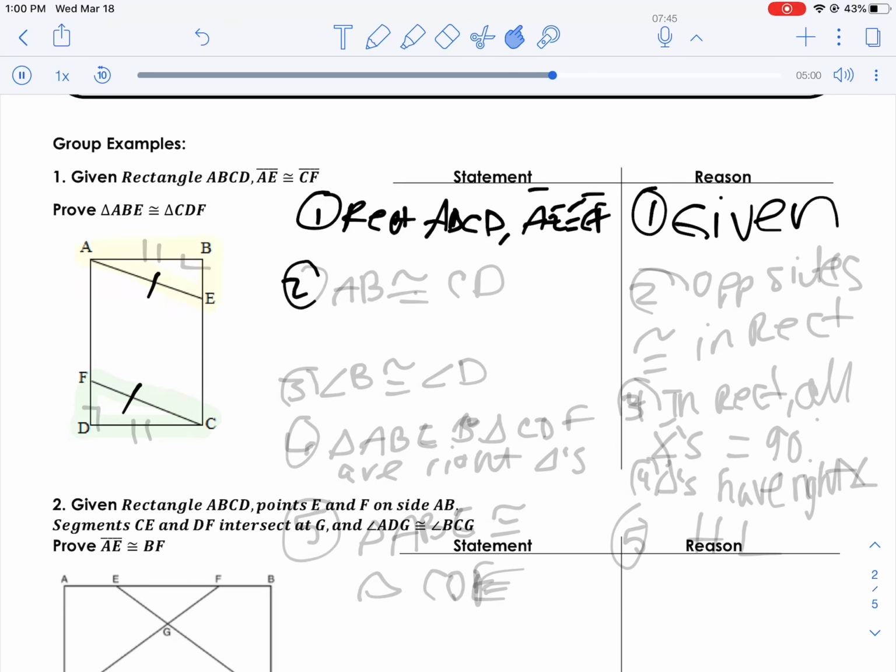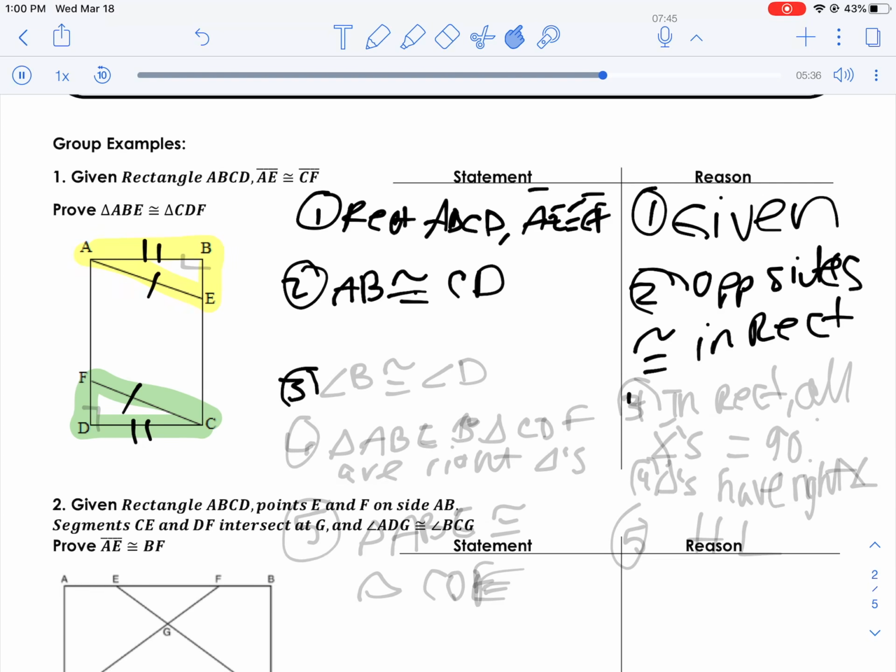So here we want to prove that this triangle ABE is congruent with this triangle over here, CDF. So we know this is a rectangle, so I can say AB is congruent to CD. AB congruent to CD. Why? Opposite sides are congruent in a rectangle.